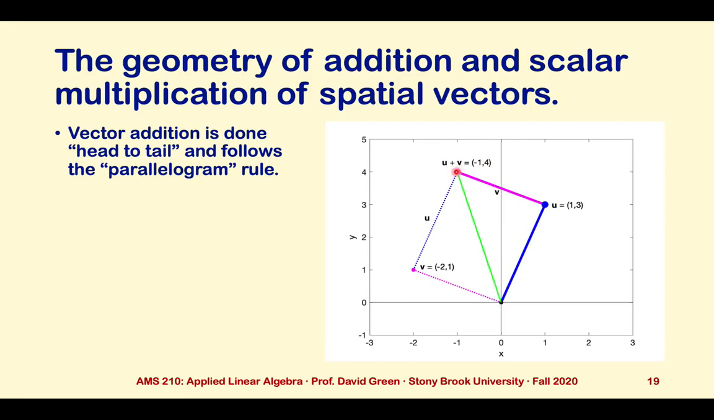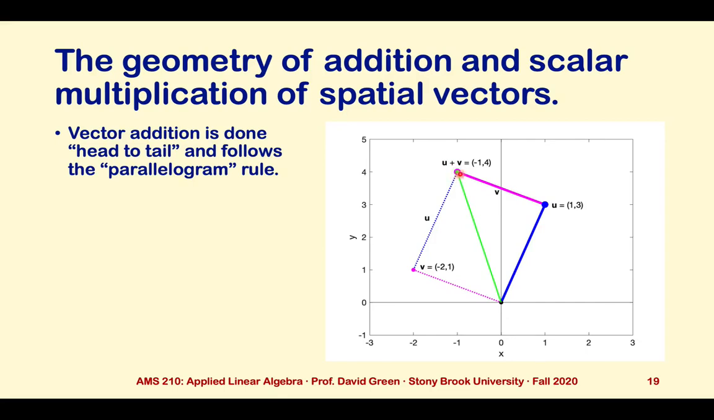This vector lies at the corner of a parallelogram formed by using u and v as two sides and then completing the parallelogram. So from the end of v, we extend a line perfectly parallel to and exactly the same length as u. From the end of u, we extend a line perfectly parallel to v. And we end up with the same corner point.